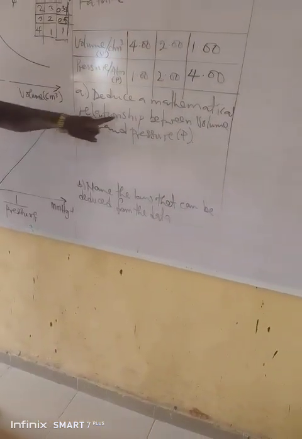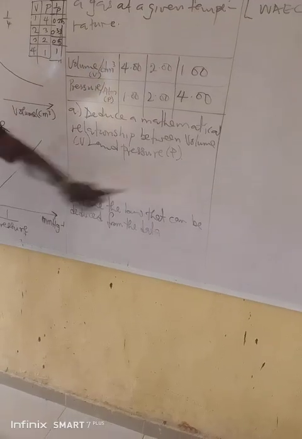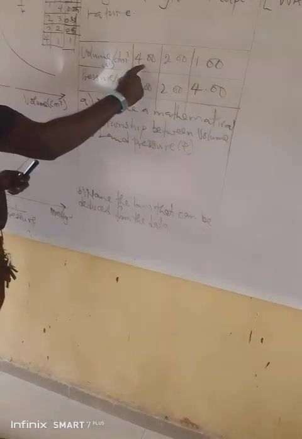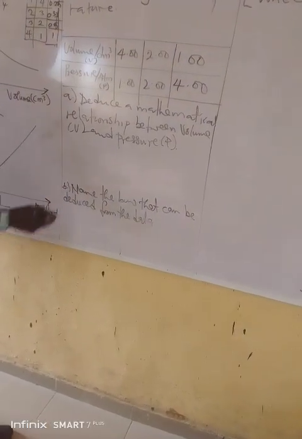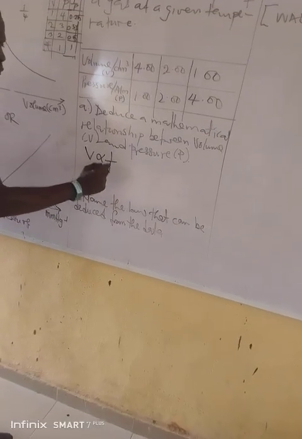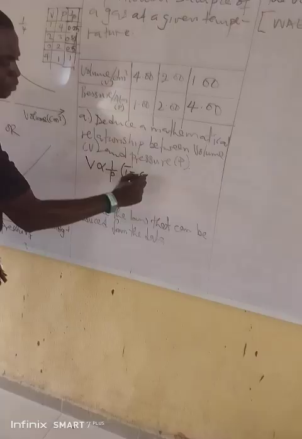Now, here they say deduce a mathematical relationship between volume V and pressure P. So what do you do? You already know that as volume is reducing, the pressure is what? Increasing. So you now say, okay, volume is inversely proportional to pressure. Are we there? At what? T equals what? Constant.